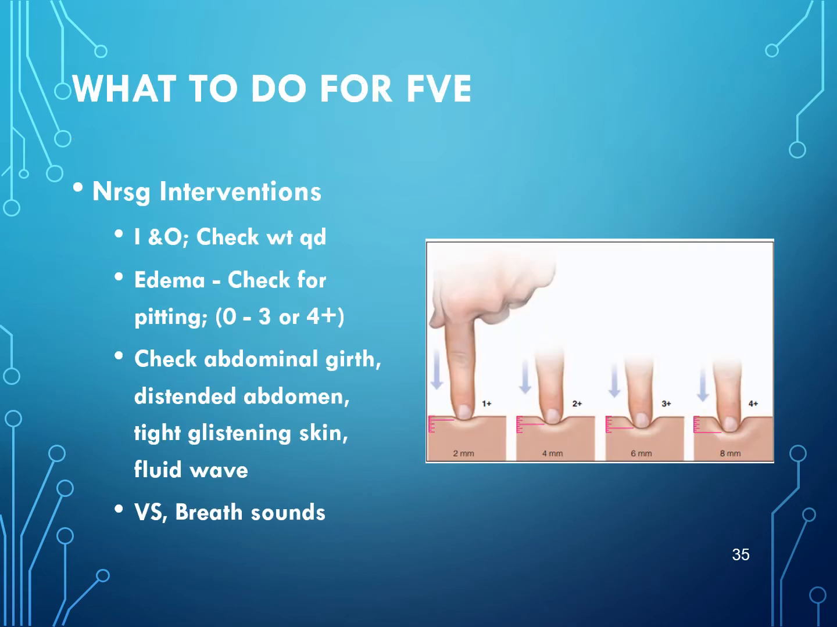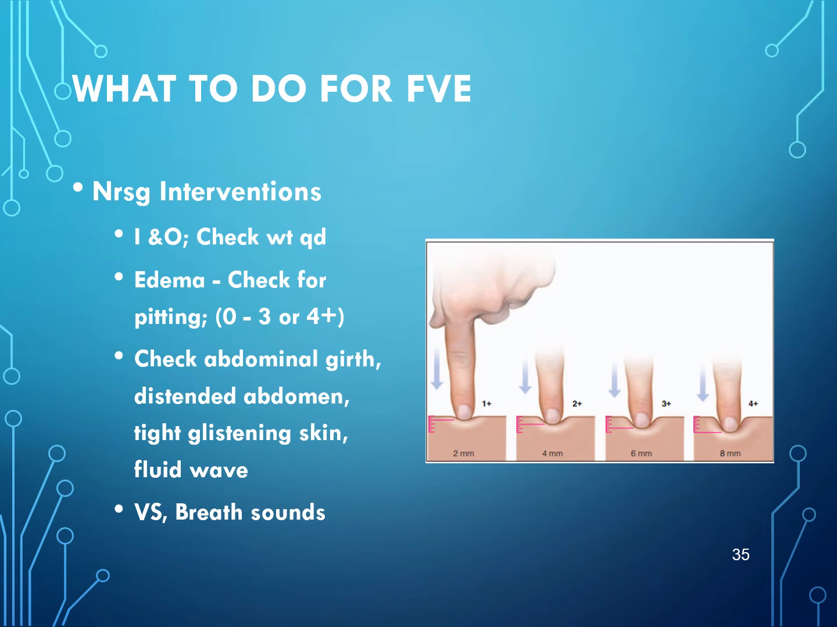So what do we do for fluid volume excess? We want to do I's and O's because we want to know what's going in and what's going out. Guys, this is fluid volume, so obviously I's and O's, we always want to do it. Then we have daily weights. We want them to wear the same clothes, have it at the same time, use the same scale, and make sure you know how many liters is equivalent to how many pounds is equivalent to how many kilograms.